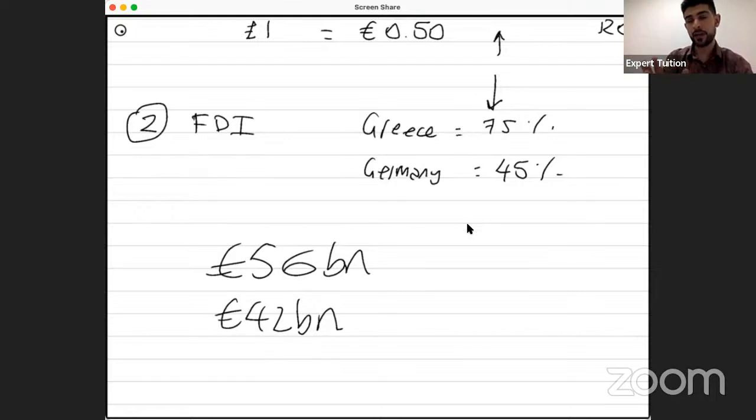And hopefully that gives you a really good understanding of a monetary union.